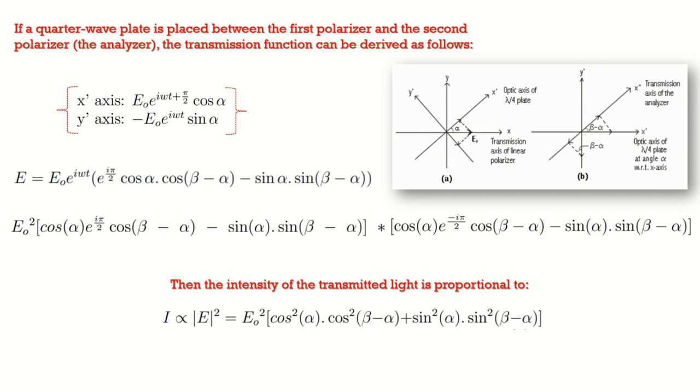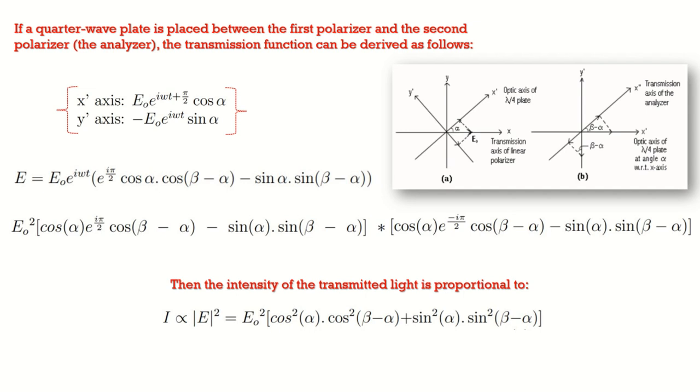The quarter wave plate retarder shifts the phase of the component along the x-prime axis by pi over 2 radians. Notice that the magnitude of the electric field vector that results after the quarter wave plate is still E0. Therefore, the transmission function of the quarter wave plate is just I equals I naught, where I is the intensity after the quarter wave plate, and I naught is the incident intensity.